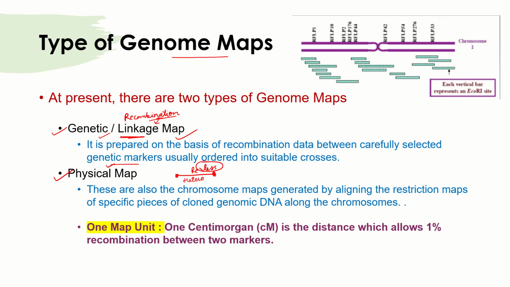So that's why the genetic map may not give you the exact picture of how the genes are placed in the particular genome sequence, whereas a physical map will give you the exact picture. These are also called chromosome maps, and they are generated by aligning the restriction maps of specific pieces of cloned genomic DNA along the chromosomes.